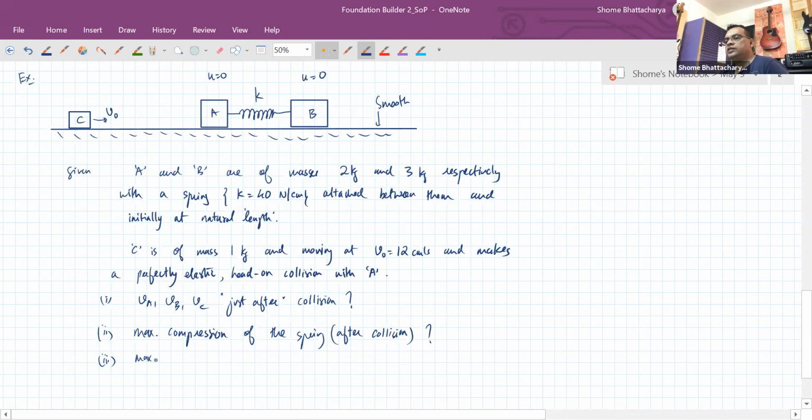Okay. We also have to find the maximum velocity for the block B after impact.